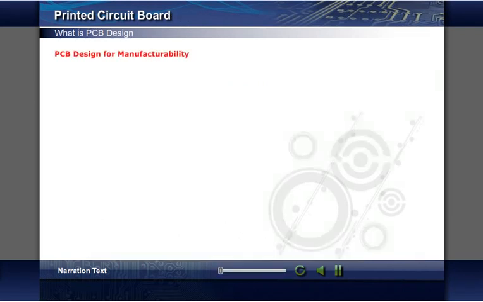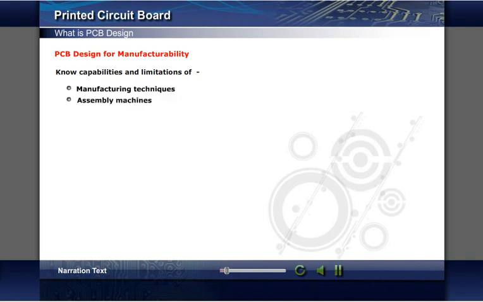Before we move on to actual PCB design, let us understand some concepts of design. First one, DFM, that is designing for manufacturability. DFM is defined as a practice of designing products, keeping manufacturing in mind. Designers should be aware of various manufacturing processes and techniques, along with their limits and capabilities.